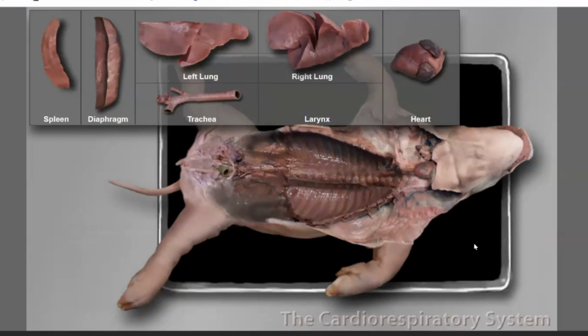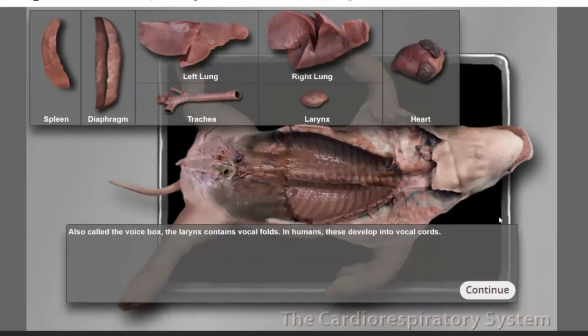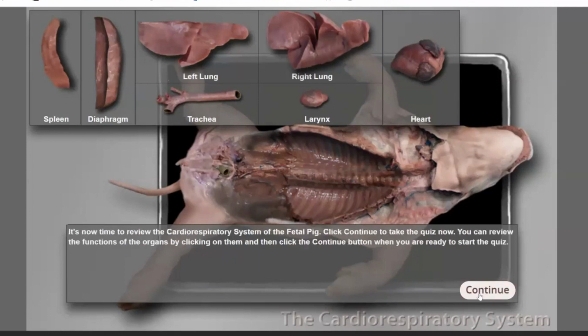The last organ is the larynx. The larynx is also called your voice box. It is right in the very back of your throat, and it houses your vocal cords. It's where air runs over your vocal cords whenever you're talking, and it creates the sound that your voice is. It's also part of the body systems that we're talking about today. So that's it for the cardiovascular and respiratory system.